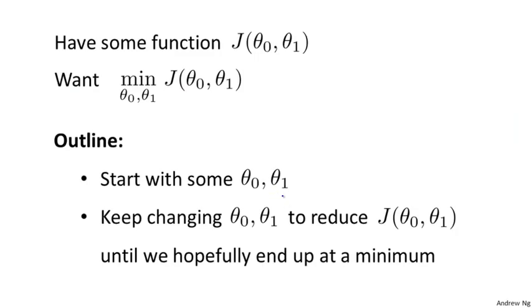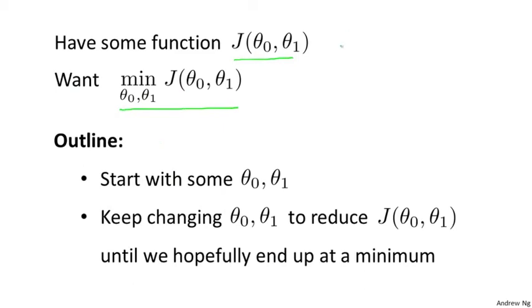So here's the problem setup. Going to assume that we have some function J of theta 0, theta 1. Maybe it's the cost function from linear regression. Maybe it's some other function we want to minimize. And we want to come up with an algorithm for minimizing that as a function of J of theta 0, theta 1.